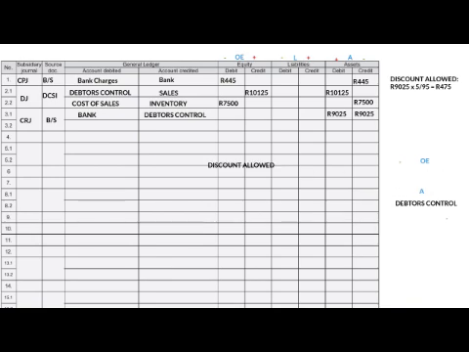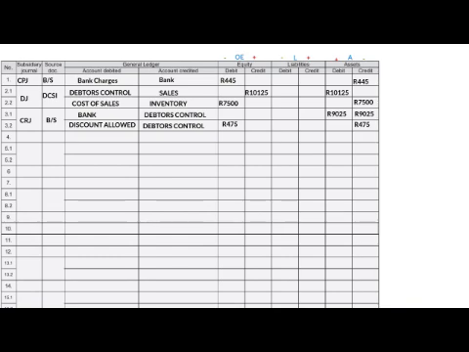So the account debited is discount allowed. The account credited is debtors control. $475 in the debit column and $475 in the credit column of assets.